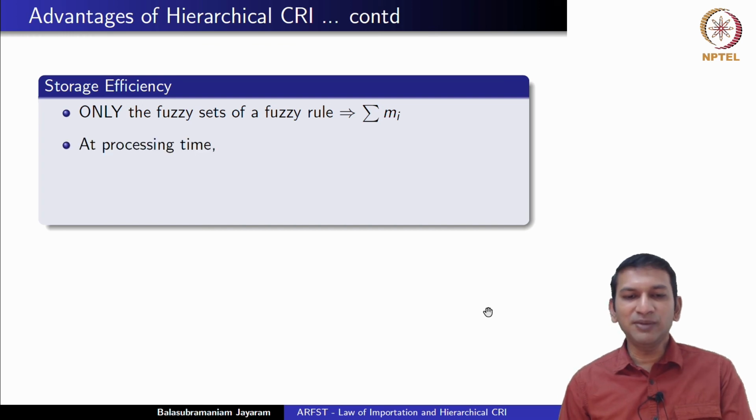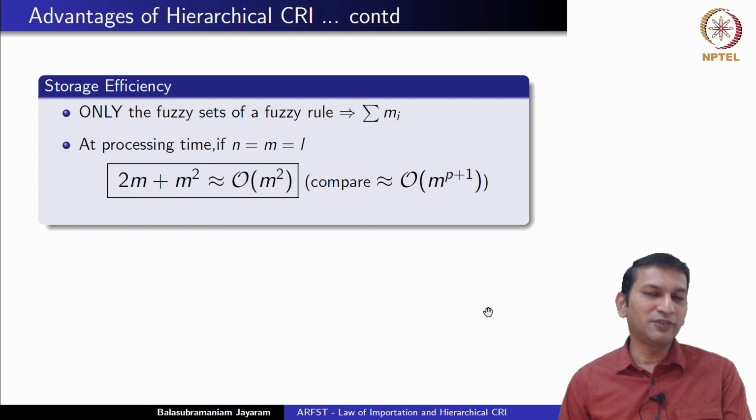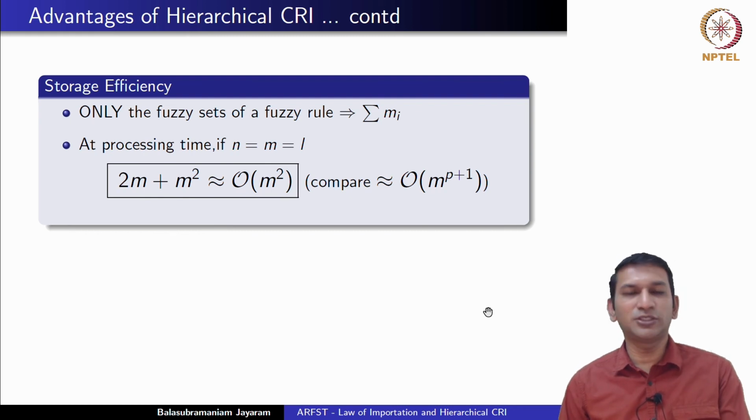And at processing time, of course, we need a relation and the given input and the given output. So essentially it is 2m plus m square. So order of m square is the highest thing that you will take. Compare this with order of m power p plus 1. So that's the difference in terms of storage. This is almost m square always, and that is m power p plus 1. And quickly it saturates exponentially.